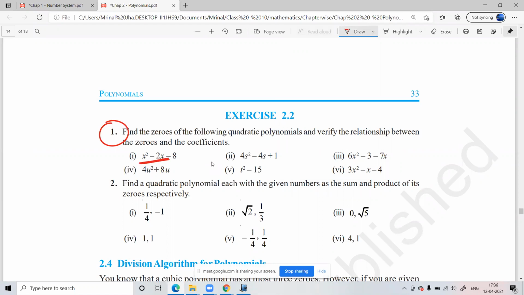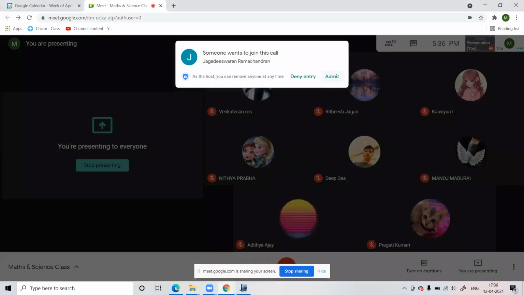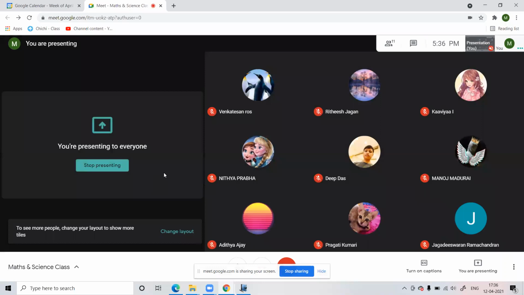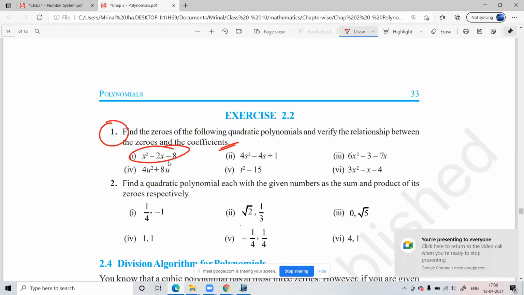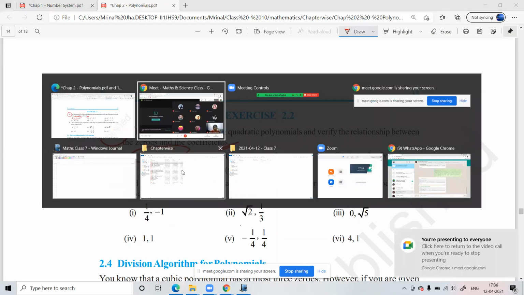Okay. So find the zeros of the following quadratic polynomial and verify the relation between the zeros and coefficients. The question is very straightforward, the one which we have been doing so far. Right? So let's take up this x squared minus 2x minus 8.